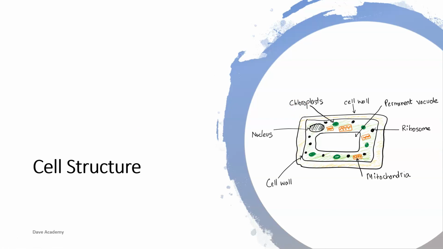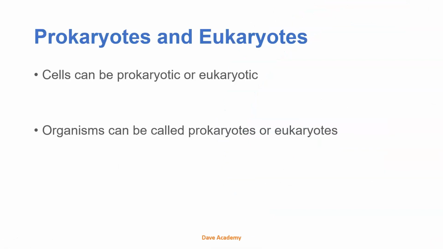Now, cells could either be prokaryotic or eukaryotic. Could you explain what is the difference between the prokaryotic and eukaryotic cells? Well, the eukaryotic cells are complex and they include all the animal and plant cells. And prokaryotic cells are smaller, simpler, and they include something like bacteria.